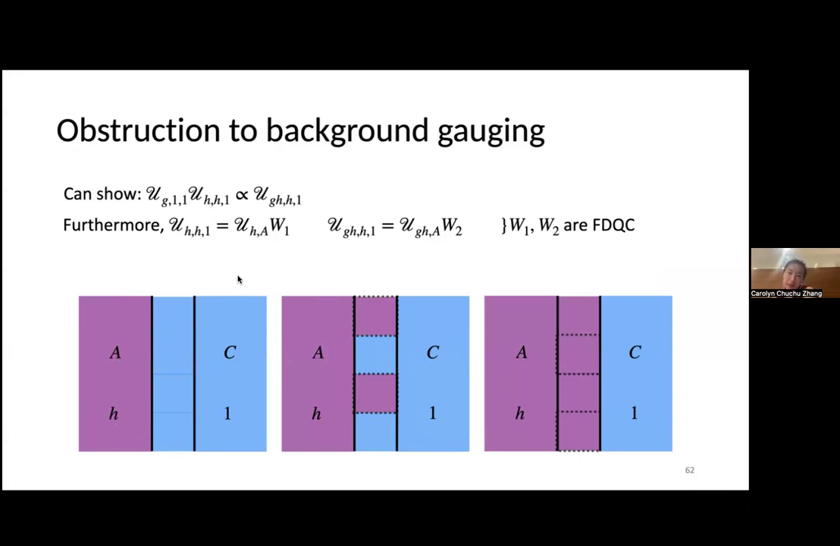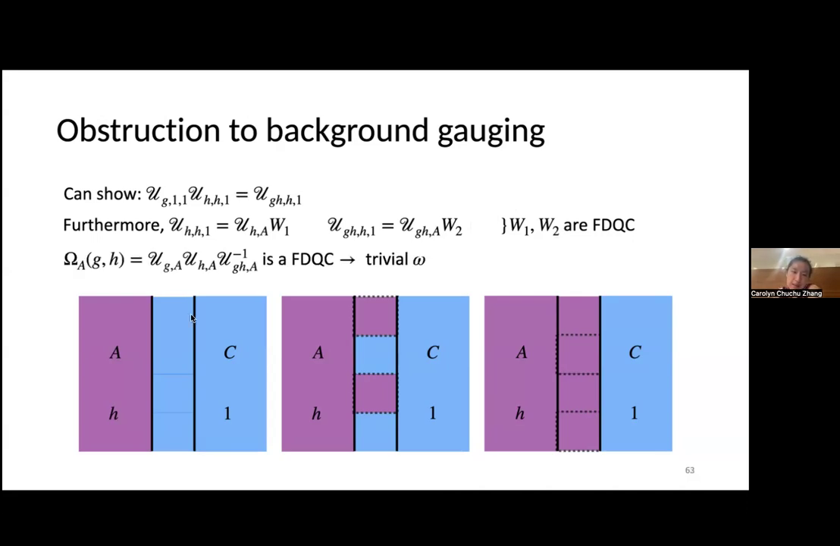And the reason is we can use these local movement operators to move this defect using these local blocks here, and then act on these local blocks here. So once we act with that depth 2 circuit, we've moved this defect from the boundary of A to the boundary of B. We can similarly do that operation on UGH1. So W1 and W2 are just finite depth quantum circuits.